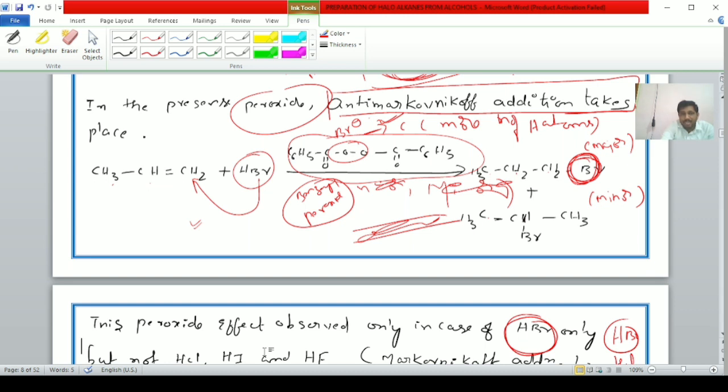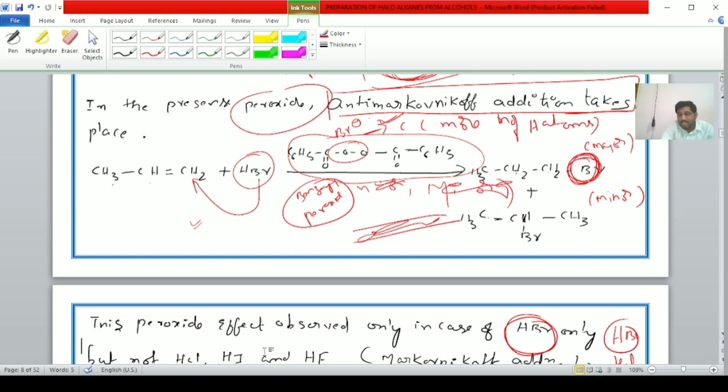Next crucial point, student: in the presence of peroxide like benzoyl peroxide or hydrogen peroxide, anti-Markovnikov addition will take place. That is, the negative part of the reagent is added to the carbon atom having more number of hydrogens, that is the CH2 carbon. To the CH2 carbon, the Br minus will be attached. Hence, that will be the major product.